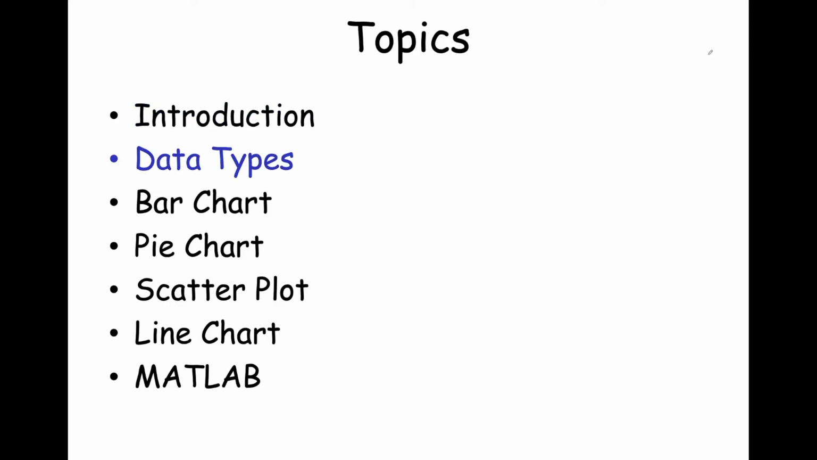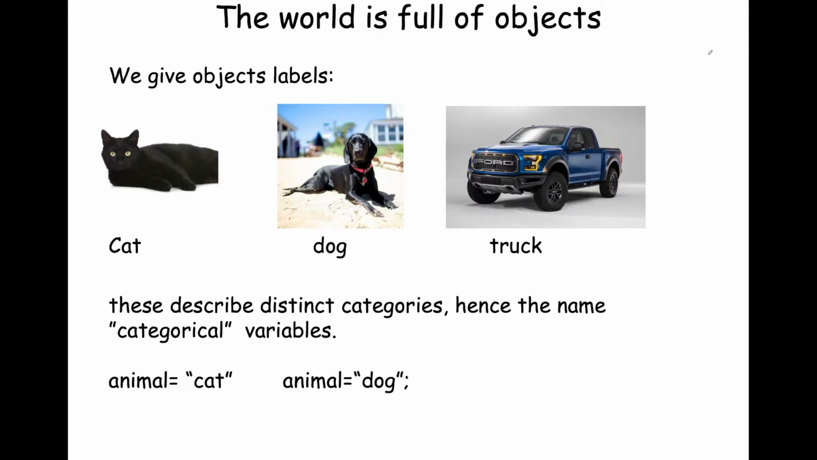So let's take a look at different data types. The world is full of all sorts of objects, and you give these objects labels. Labels like cat, dog, truck. And these labels describe distinct categories, hence the name given to these types of data, categorical variables. So let's say you had a variable called animal. An animal could be a cat.